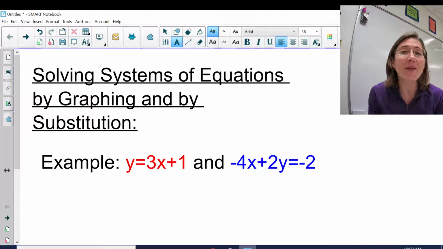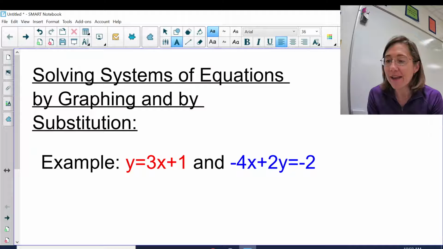So today will feel familiar to you because we're going to talk about how you can solve systems of equations by graphing and by substitution. So when I say system of equations, I'm talking about having two equations or more equations. But today we're going to start with just two equations because we're going to build on what you know from Algebra 1.